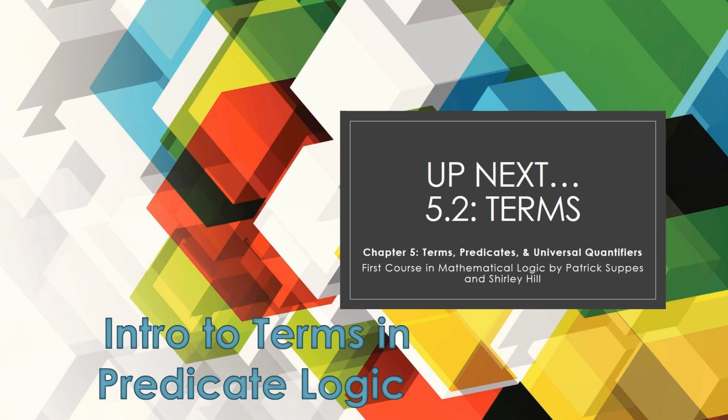So coming up next is terms, section 5.2, and this is where we really begin predicate logic. Here we just covered what the limitation of propositional logic is and tried to use our intuition a little bit in terms of different types of arguments we have not seen yet.